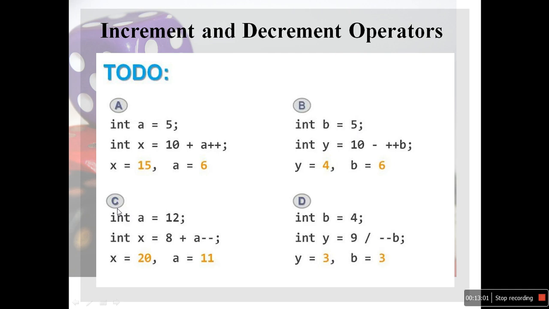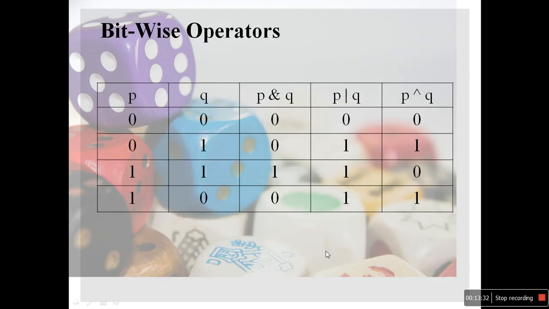If I go to another example, int a = 12, int x = 8 + a--. First of all, what is the value of x? It is 8 right now. What is the value of a? That is 12. This time the value of a is 12. So I have to decrease the value of a by 1, so the value of a is 11. And what is the result of x? 8 plus 12, that is 20. You can solve the remaining part on your own for practice.